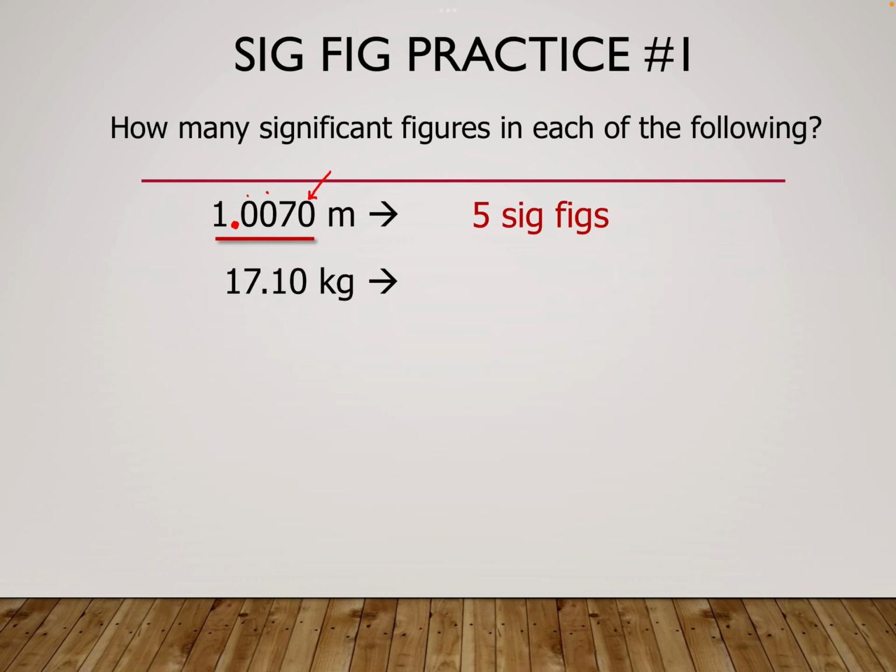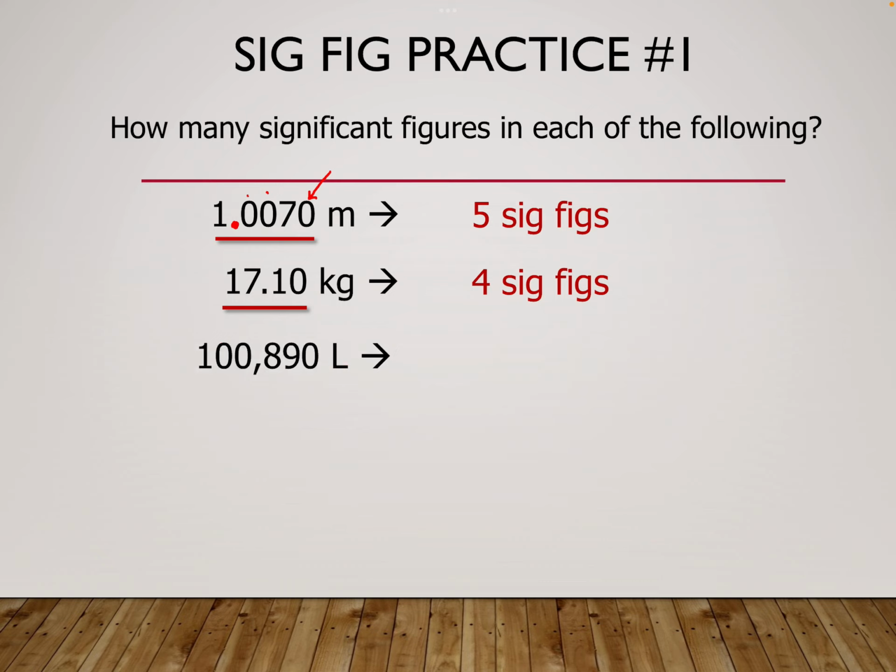Let's try this one. All right, so the only thing we need to figure out is that 0. Again, that's another trailing zero. Trailing zeros are significant if there's a decimal point. So since there's a decimal point, it is significant, so this has 4 sig figs.